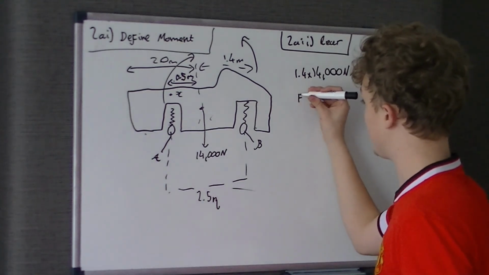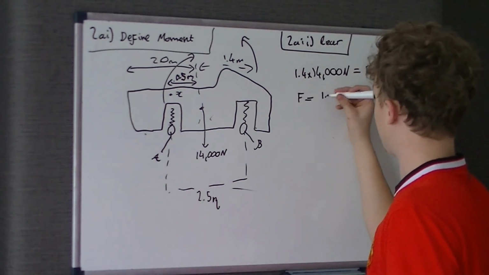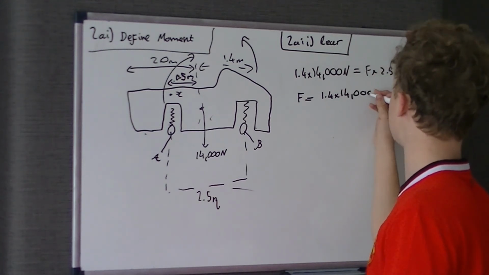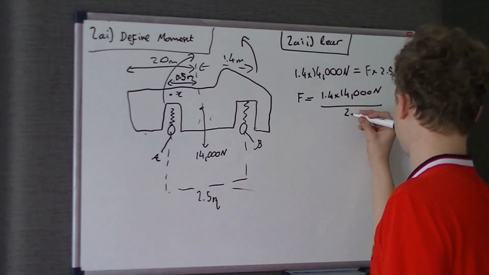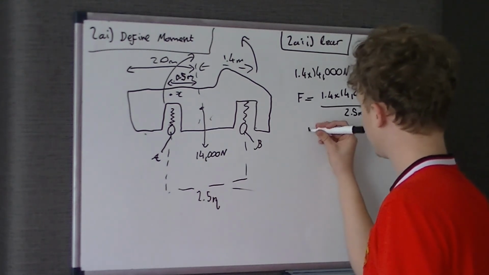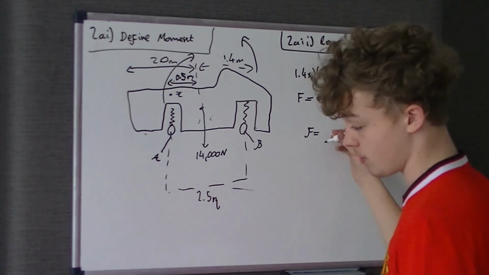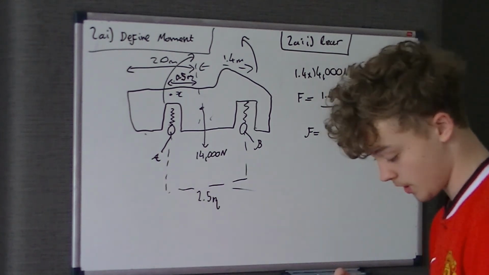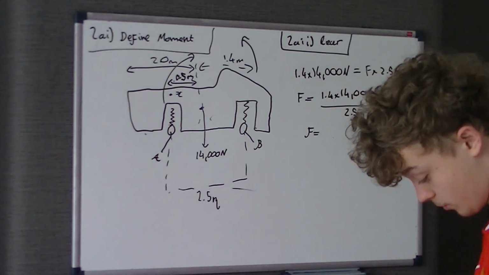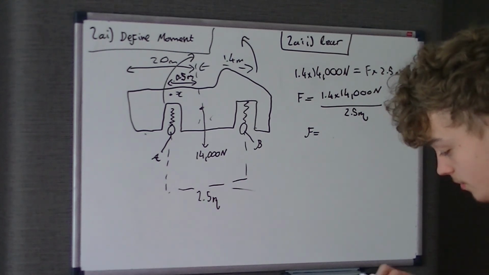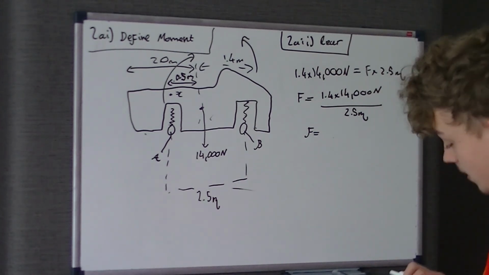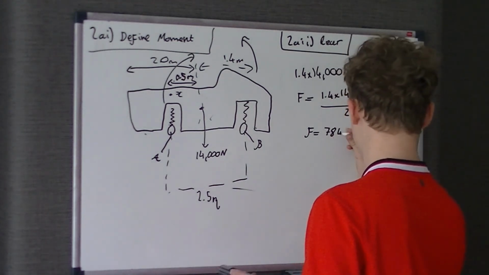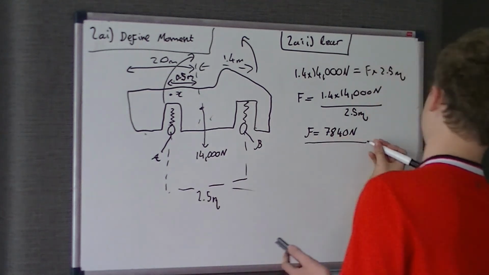So F is equal to 1.4 times 14,000 newtons over 2.5 meters. And F should be 7,840 newtons. Just checking. Oh my god, I'm correct. So that's your support force.